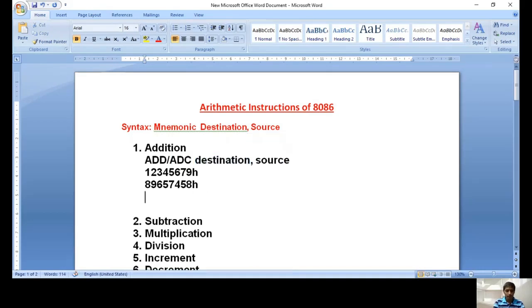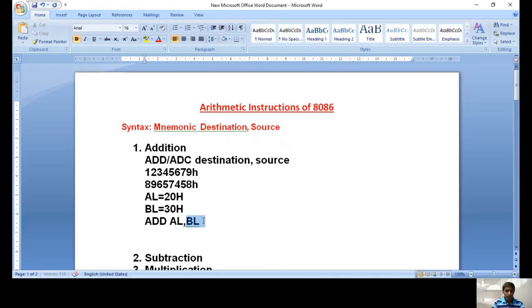For example, assume AL is equal to 20H and BL is equal to 30H. Now we are writing ADD AL comma BL. So in this example, what happens? The data present in BL is 30. The data present in AL is 20. If you perform the add operation, what happens? The 30 data is added to the 20 data, then the result is stored in AL. So what is the result? 20 added with 30 is 50. That 50 result is now present in the AL register.